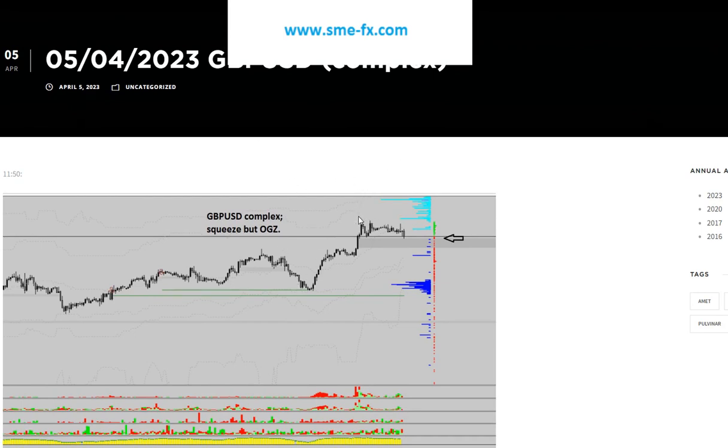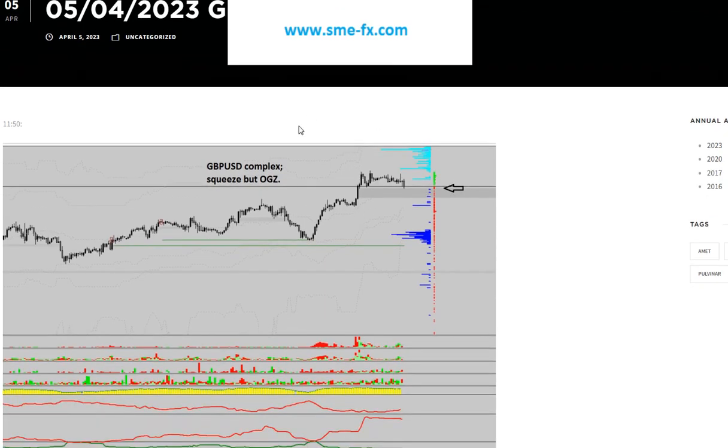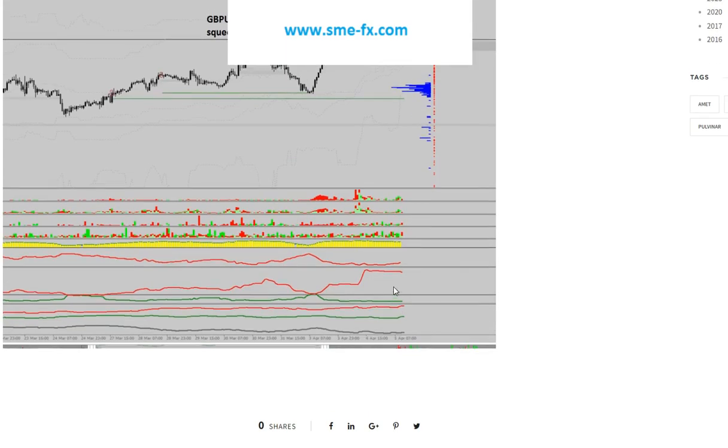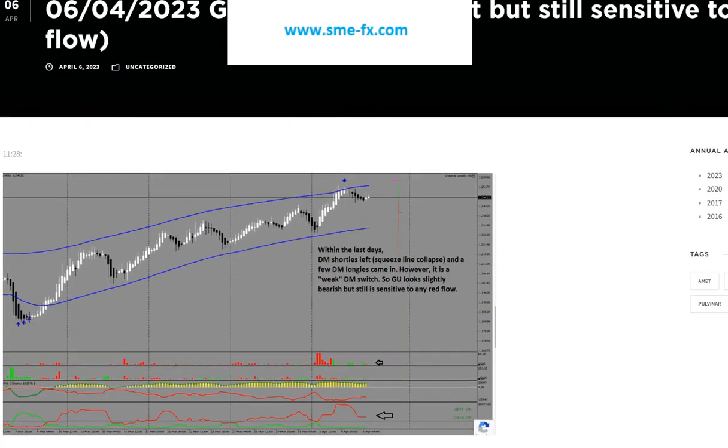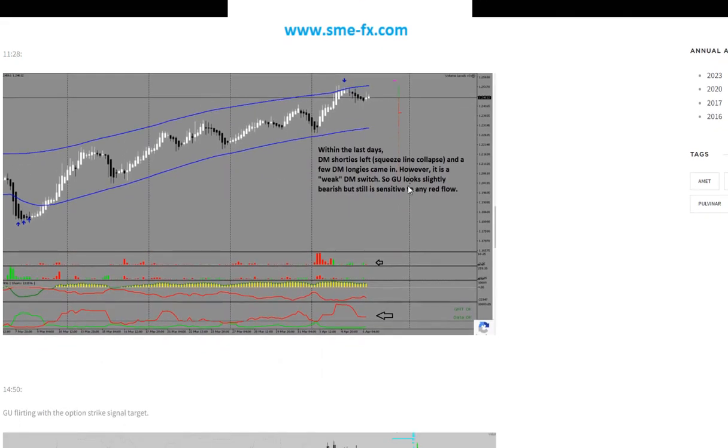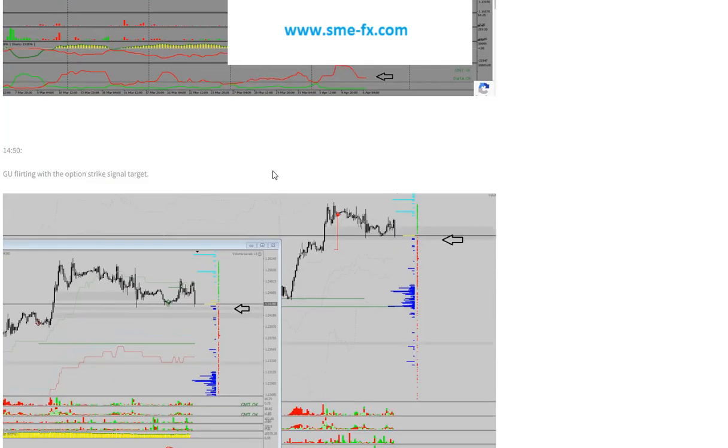So it came up and took these targets. But then, the same as euro dollar, things normalize again. We have a squeeze, but suddenly an order gap zone below the price and loss of momentum. And then on the 6th, shorties left, but still sensitive to new red flow. Similar to euro dollar, but cable already has a collapse in the squeeze line. So that's valid for our reversal energy scenario. The money switch from shorties to longies. Shorties have been kicked out, some longies come in, highs have been cleared, targets have been reached.